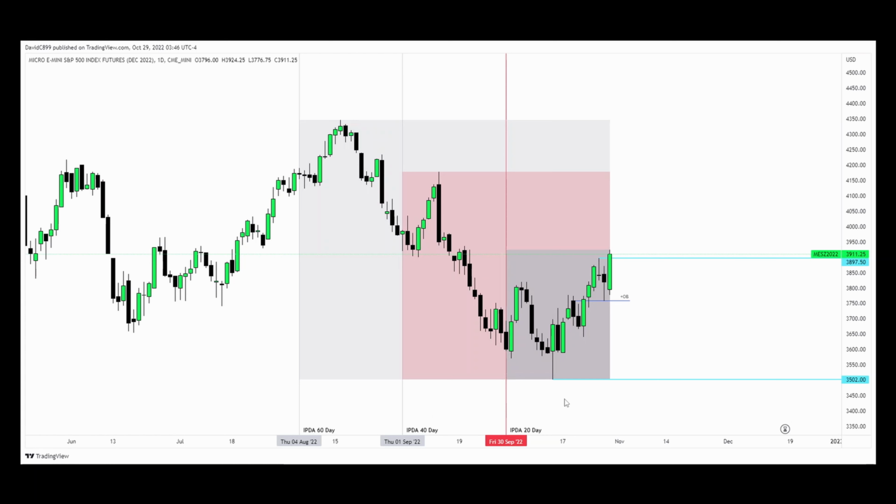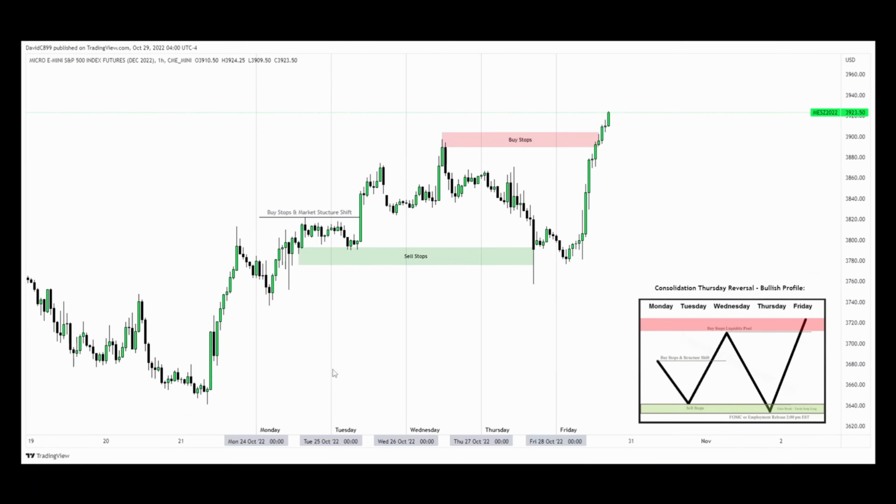chart. And in the previous week we saw price trading back into this bullish order block, which is delineated here with this blue line, accumulating long positions, and we see the Thursday reversal profile into Friday rally. 1 hour chart for the S&P 500 December contract, weekly profile, bullish profile, Thursday reversal.